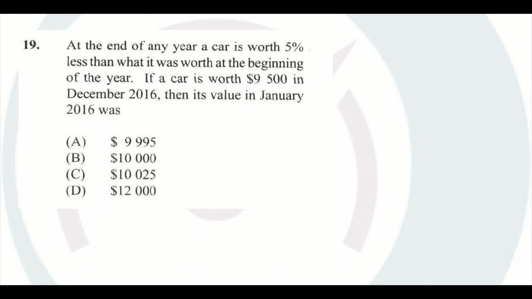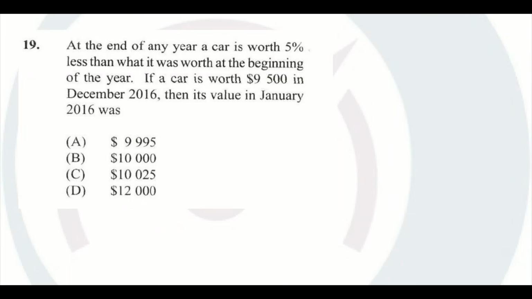Number 19. At the end of any year, a car is worth 5% less than what it was worth at the beginning of the year. If a car is worth $9,500 in December 2016, then its value in January 2016 was what? So it's asking for the value before it depreciated for that year of 2016.